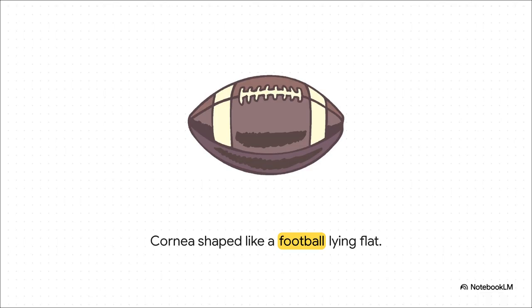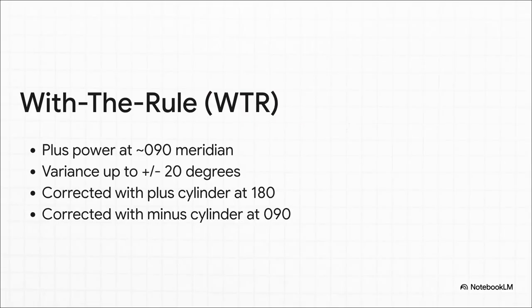If you use these terms, it puts absolutely everyone on the exact same page, regardless of what cylinder format they prefer to use. So let's break down the optical physiology of that flat football. Because the vertical meridian, the 90-degree meridian, is steeper, it naturally has more plus refractive power. Now, here is a classic board trap, so pay attention. Do not confuse the meridian of power with the axis of correction.